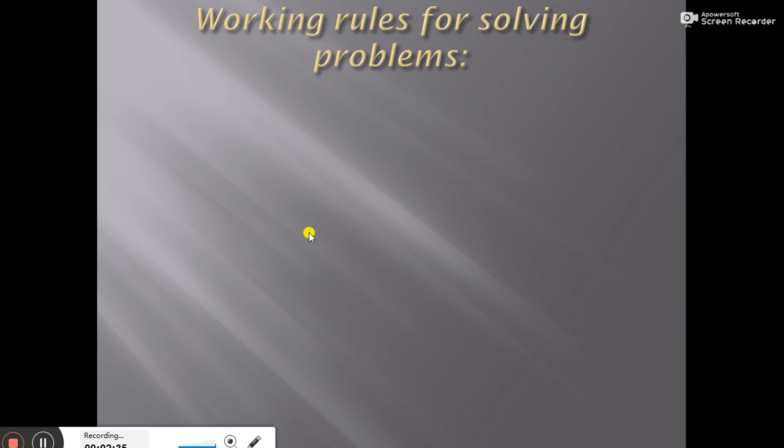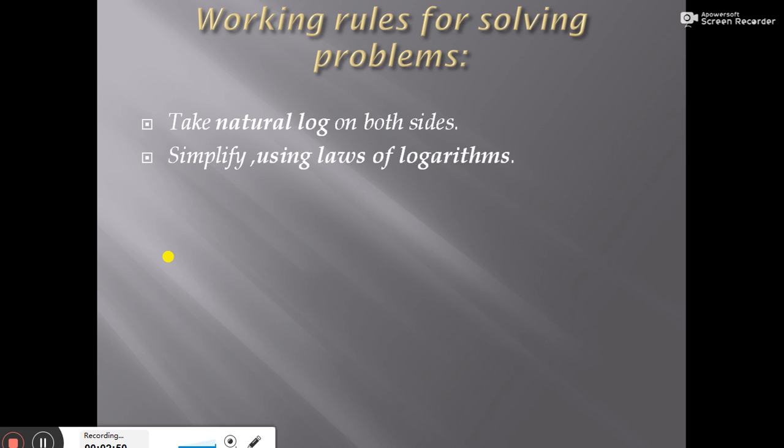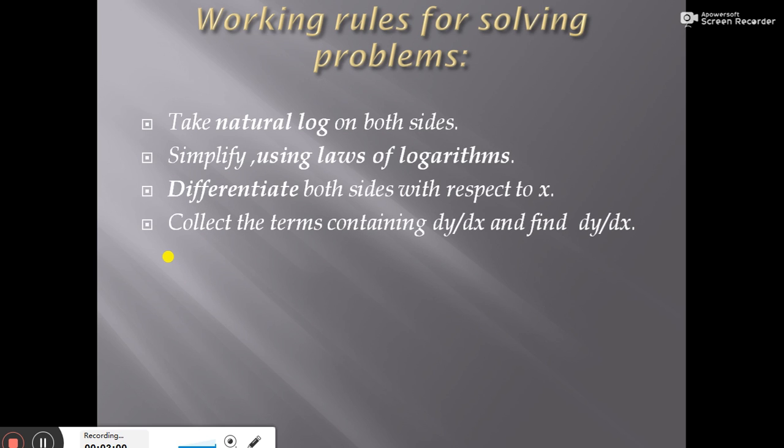That means we have the working rule for solving the problems. Either we use this working rule or we use the previous formula. First of all we have to take log on both sides, then simplify using the laws of logarithms, differentiate both sides with respect to x, and then collect the terms containing dy by dx and find dy by dx.